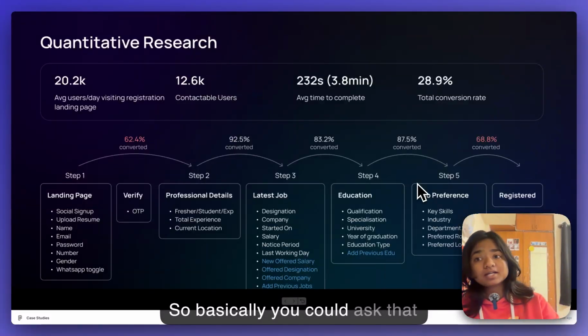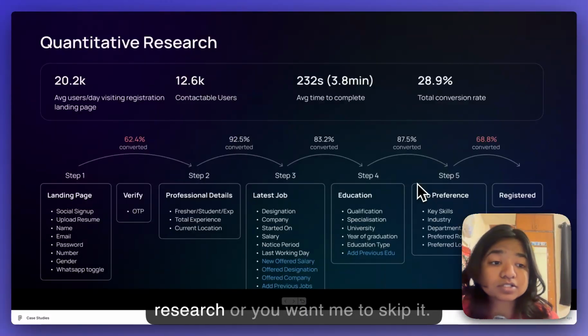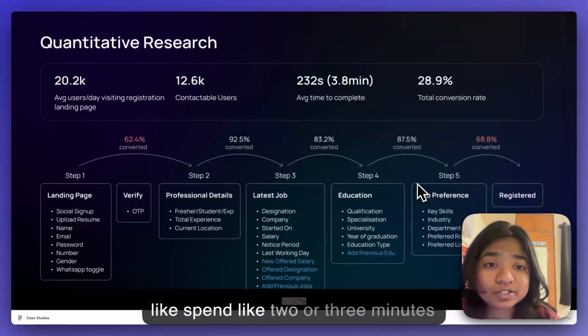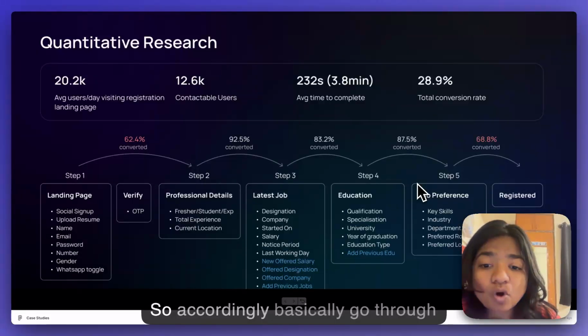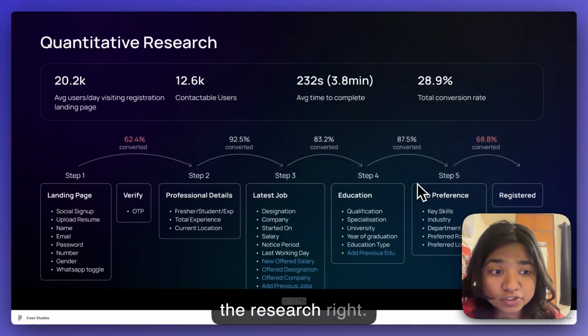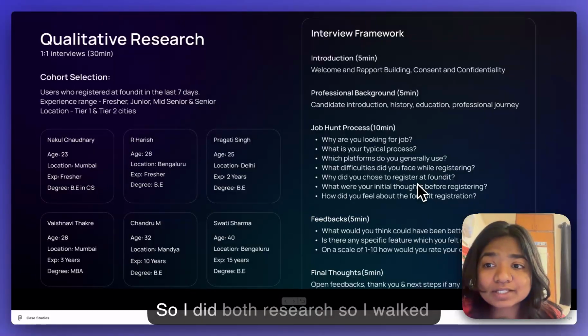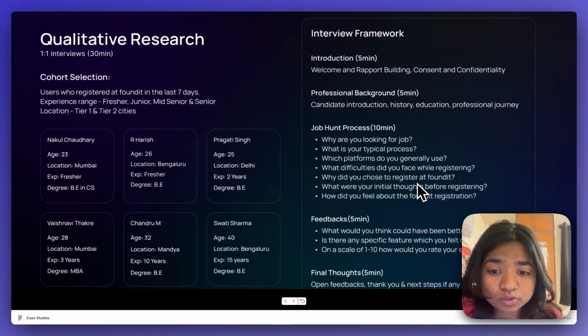So basically, you could ask, okay, do you want me to get into the research, or do you want me to skip it? Do you want me to spend like 2 or 3 minutes on it? Accordingly, go through the research. I did both quantitative as well as qualitative research, and I walked through the same.